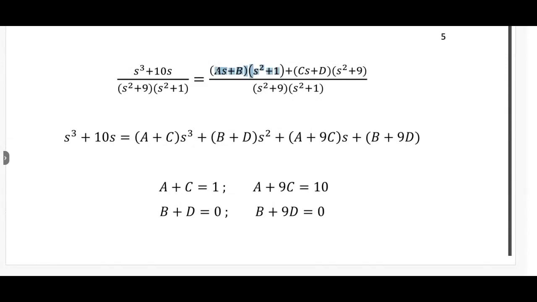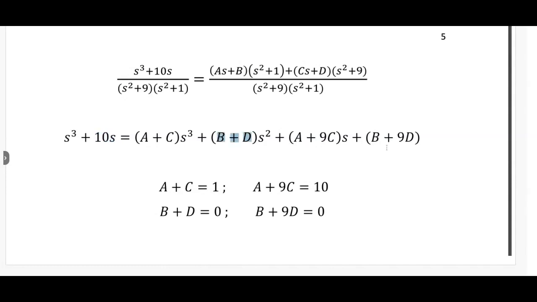So we do this. Multiply those two, then combine. Then find the coefficient of s cubed, which is a plus c. Coefficient of s squared, which is b plus d. Coefficient of s is a plus 9c. Then the constant term. The s squared term is 0 because we only have 1s cubed plus 10s. So the s squared term is 0 and the constant term is 0.